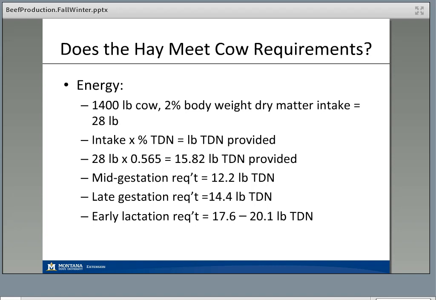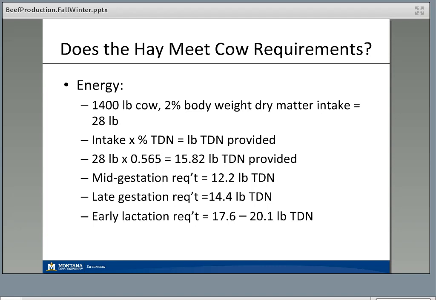That would be about 20 pounds of peak milk compared to 30 pounds of peak milk, which is how much milk she could produce 6 to 8 weeks after calving. So if we wanted to meet the early lactation requirements, we need to either pick a different hay or provide some sort of supplement with this hay to meet those requirements.